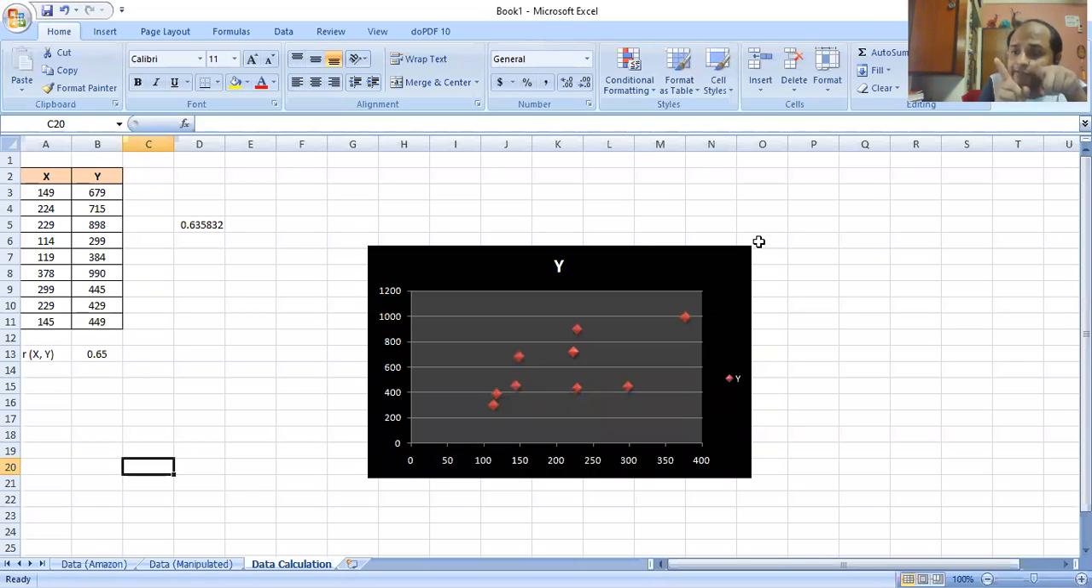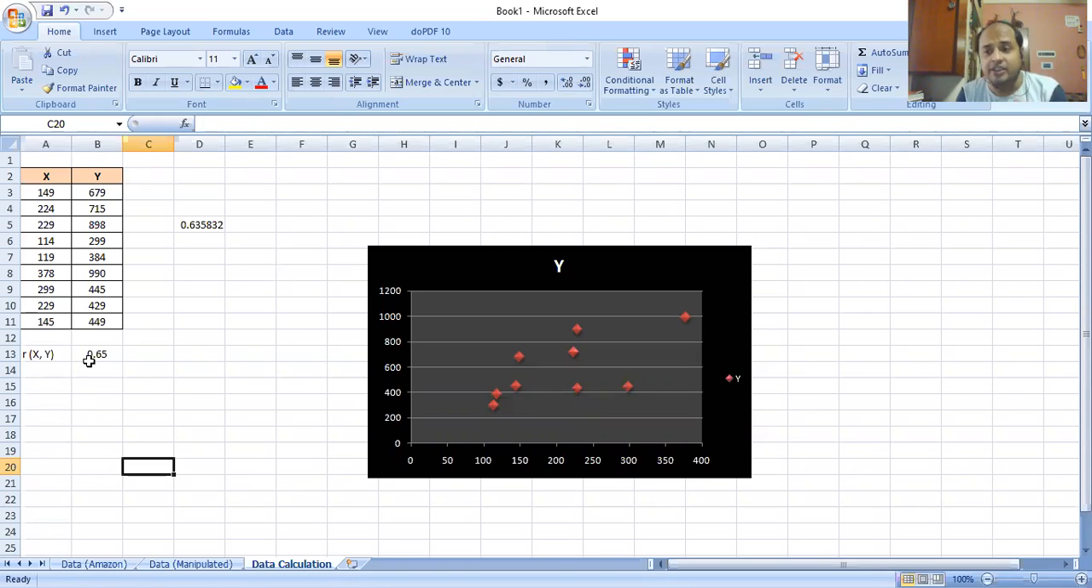I said if the two variables, capital X and capital Y, are in the same direction, both of them increasing or both of them decreasing, then there is a positive correlation between them. So you see, the value 0.65 is actually positive. And from this also I can say that capital X and capital Y are positively connected. What is the conclusion? Try to understand.